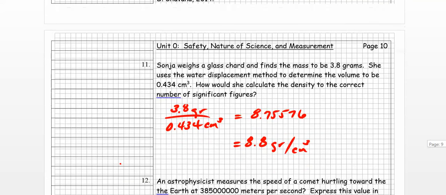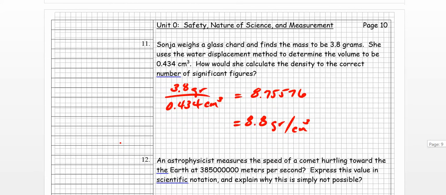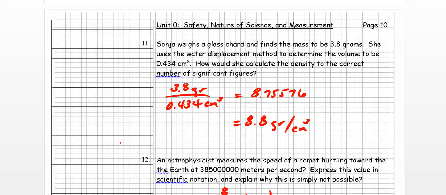Let's take a look at number 11. Number 11 says, Sonia weighs a glass jar and finds the mass to be 3.8 grams. She uses the water displacement method to determine the volume to be 0.434 cubic centimeters. How would she calculate the density to the correct number of significant figures? The important thing is that we know the formula for density. Density is equal to mass per unit volume, mass divided by volume. They're giving me the mass as 3.8 grams and the volume as 0.434 cubic centimeters. So it would be 3.8 divided by 0.434.